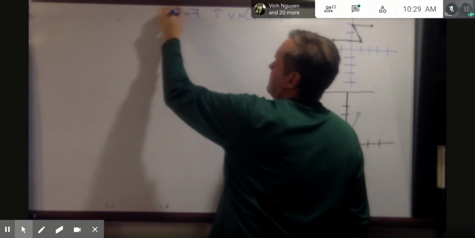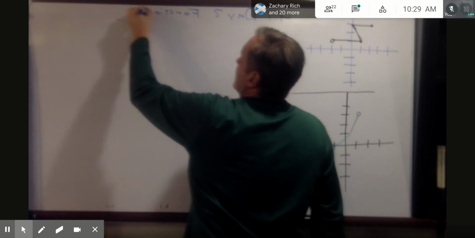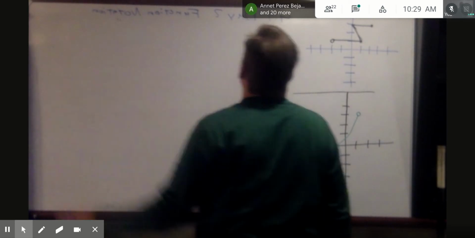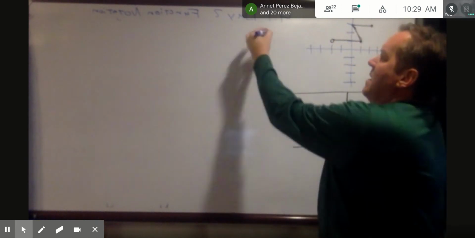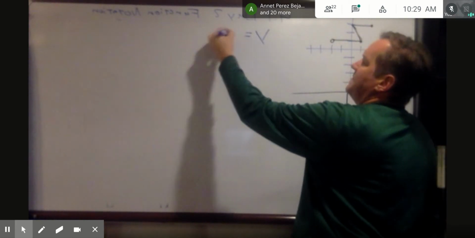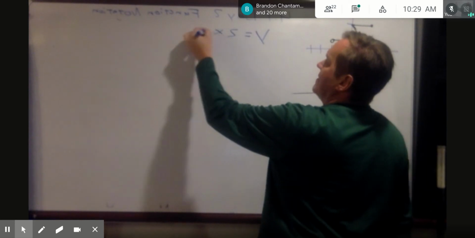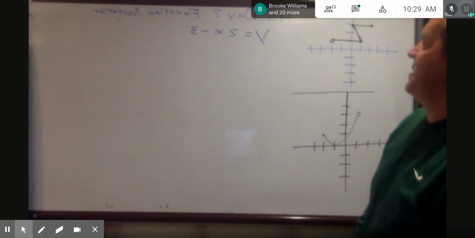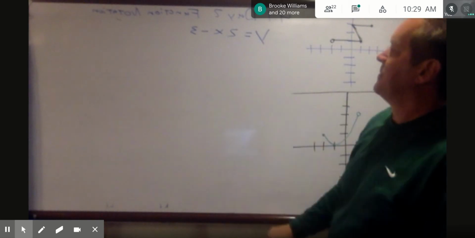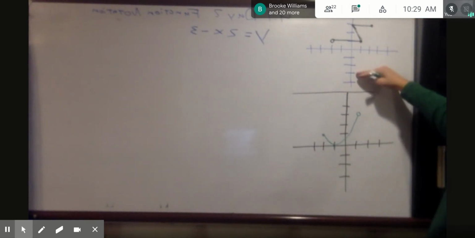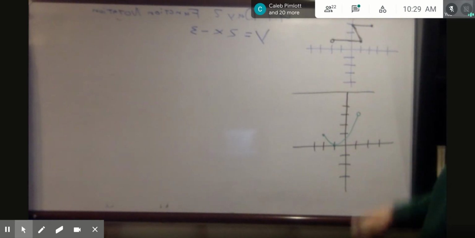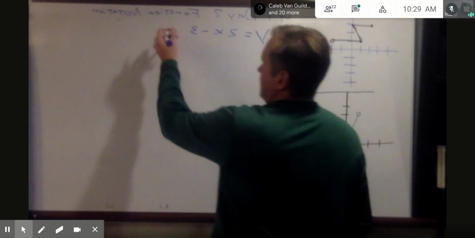Function notation. Y equals 2x minus 3. We've graphed this numerous times this year. This would be a line. We would start down 3. We go up 2, right 1, up 2, right 1, up 2, right 1, and we draw a line. This is known as an equation.